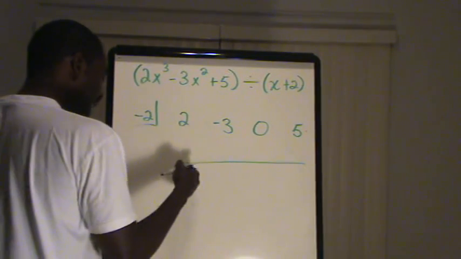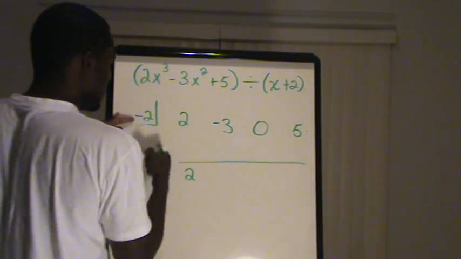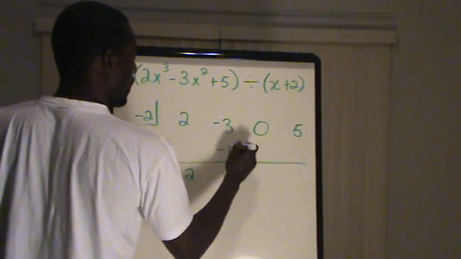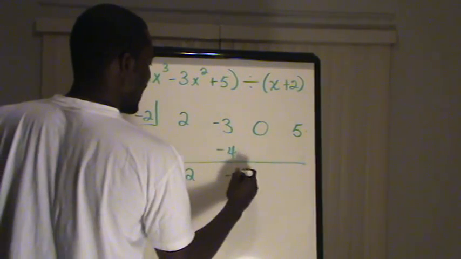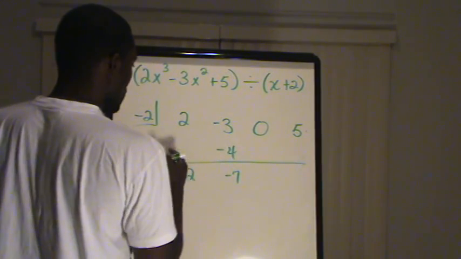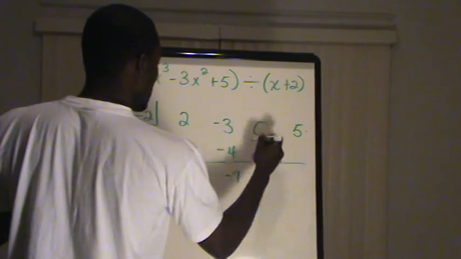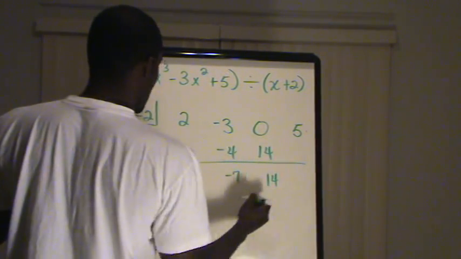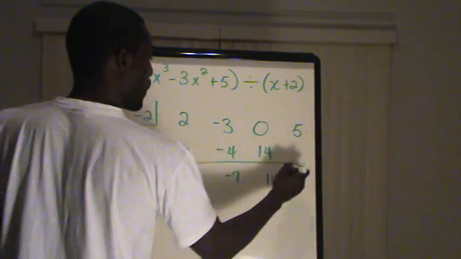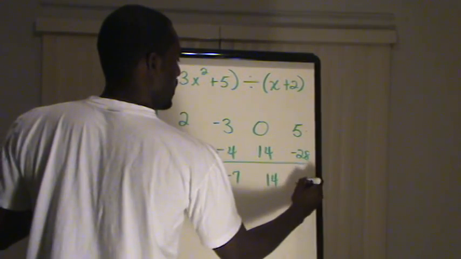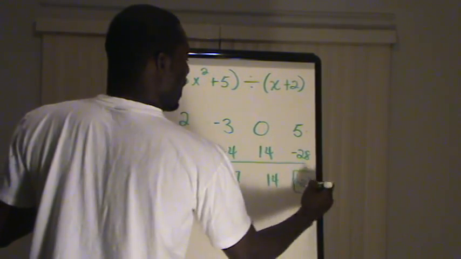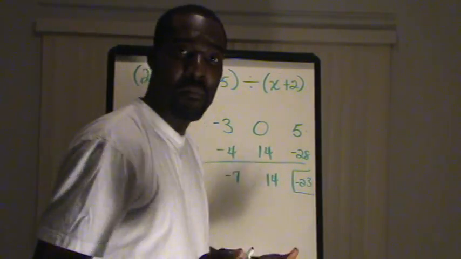We always bring down the first number, 2. Negative 2 times 2 is negative 4. These signs are the same, we add, keep that sign as negative 7. Multiply, we get 14. And add, we get 14. This is negative 2 times 14 is negative 28. And this is negative 23. And remember, our last number is always our remainder.